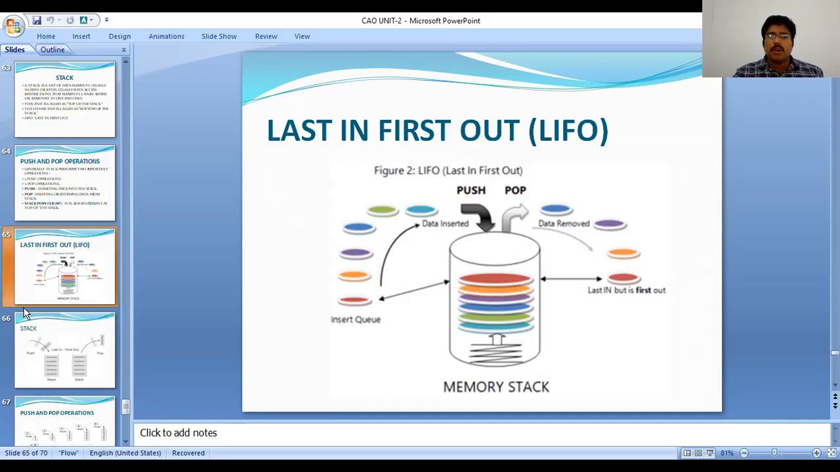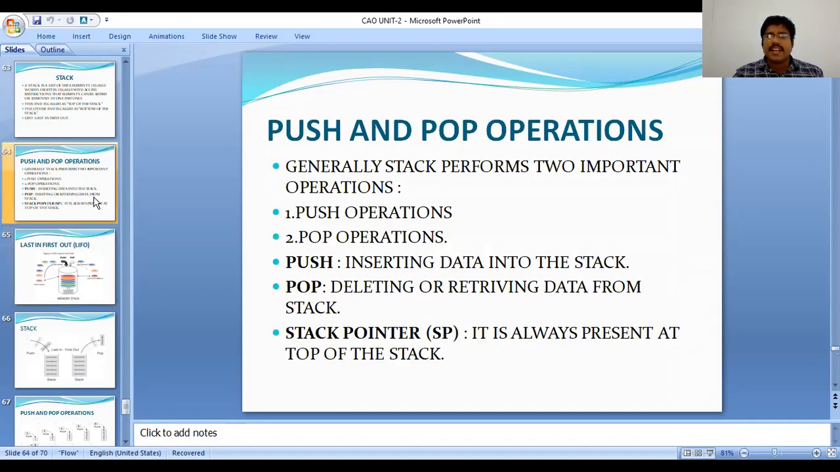One more thing we discussed in the stack is a component called stack pointer. The stack pointer will always be present at the top of the stack. Whenever you push data into the stack, the stack pointer will always update to the topmost value. That means the stack address is from 0 to 995, and the stack pointer will always be present at address 995 only.